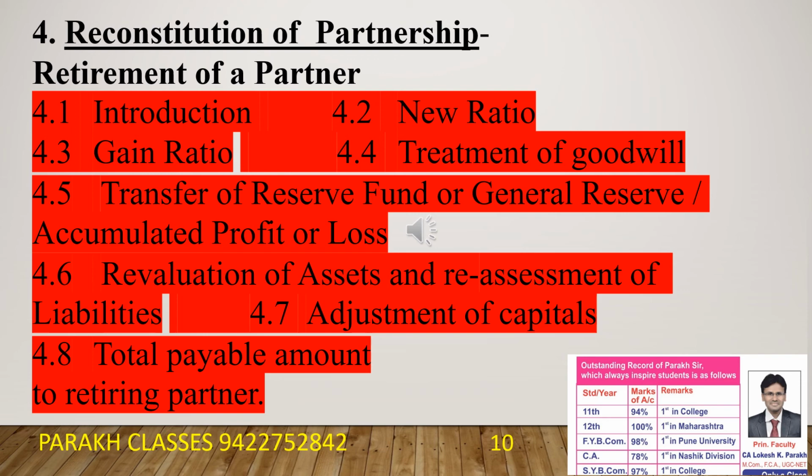Transfer of reserve fund, general reserve, accumulated profits or losses, पुराने जो भी profits होंगे losses होंगे वो उनको दिए जाएंगे. Next comes revaluation of assets and reassessment of liability, that is change in the values of assets and liabilities. Next comes adjustment of capital. After retirement, the remaining partners are going to adjust their capital. Next comes total amount payable to retiring partner, how it is calculated.